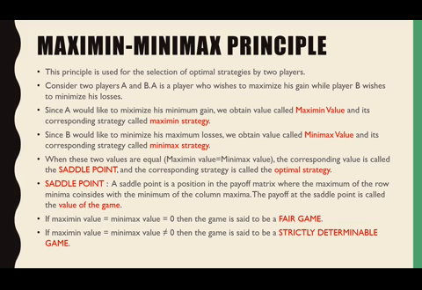Then we have one very interesting and very important principle called the Maximin Minimax Principle. This principle is used for selection of optimal strategy by two players. Consider there are two players A and B. A is a player who wishes to maximize his gain. I am player A. I want to increase my chances of victory, that is, maximize my gain. While player B wishes to minimize his losses. Because I made a move, my chances of victory increase. But what is your strategy? You want to minimize your chances of loss. That is what has been specified here.